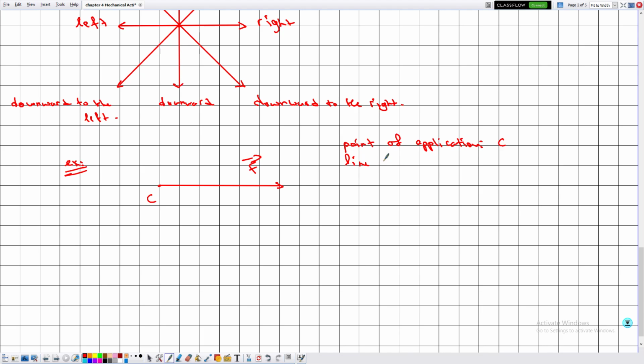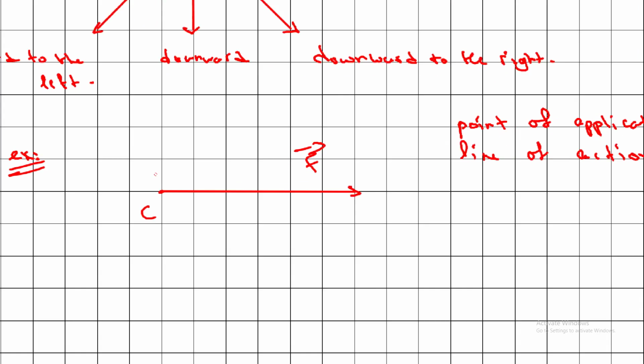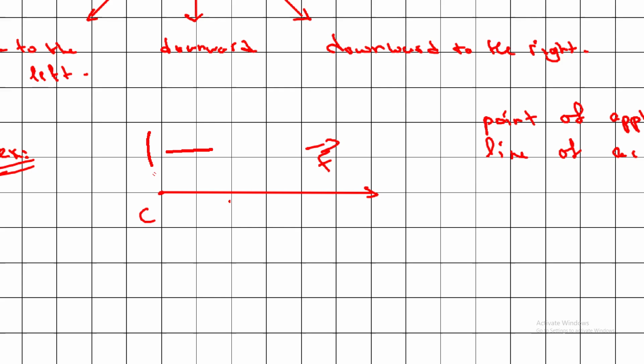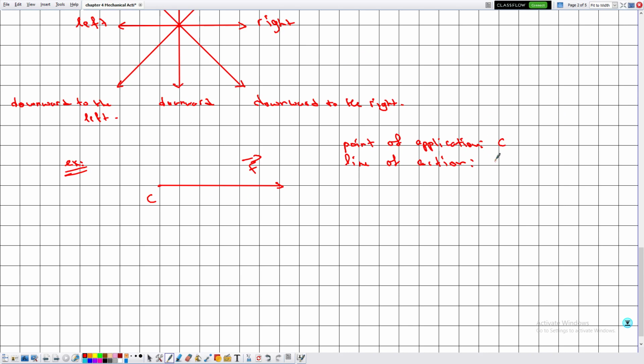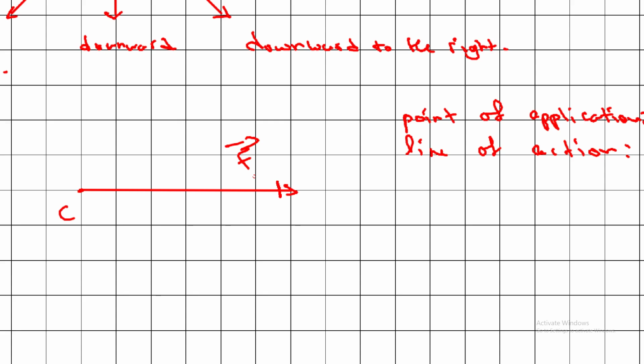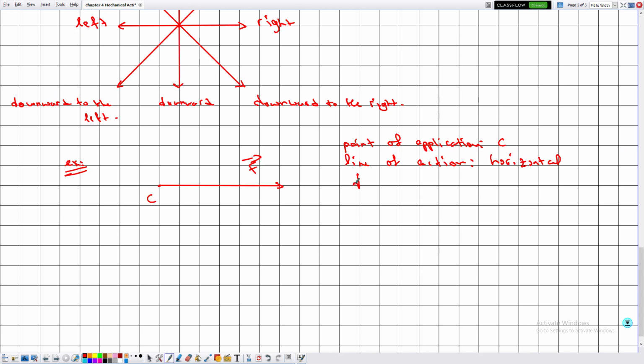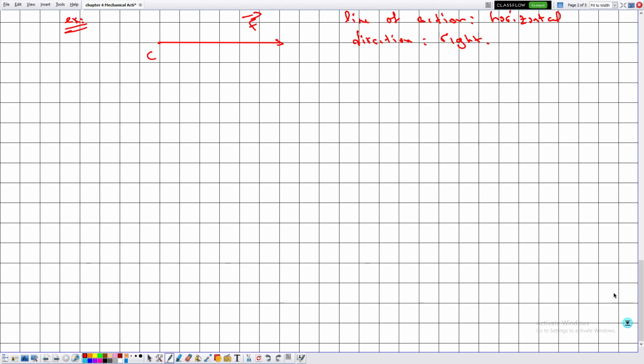The line of action, so recall that this is the vertical, this is the horizontal, this is completely horizontal. And the direction is determined from the head of the vector, which is to the right. Now the final section, which is given by 2 points for the magnitude.